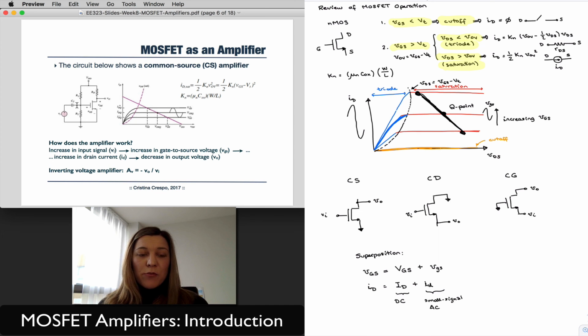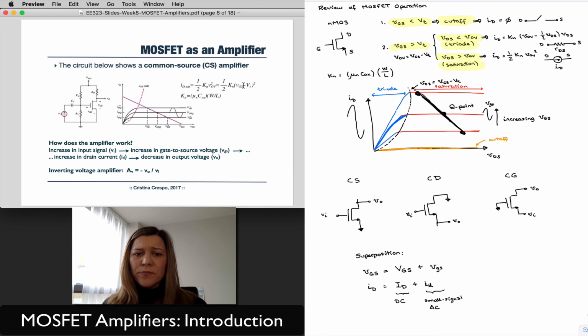So I apply my input signal. Again, it's a small changing input signal. Since my source is tied to ground, if I apply a small change, let's say a small increase in my gate voltage, that corresponds to a small increase in VGS. So notice a small increase in VGS, a small signal VGS.